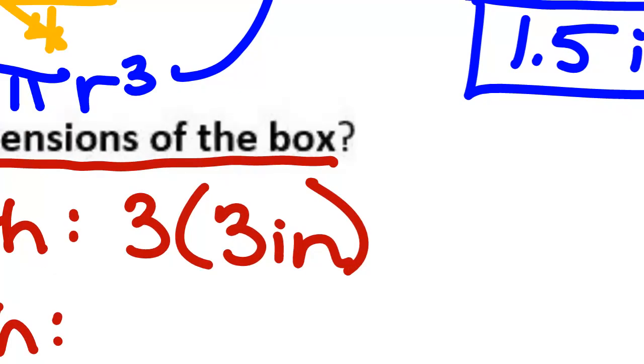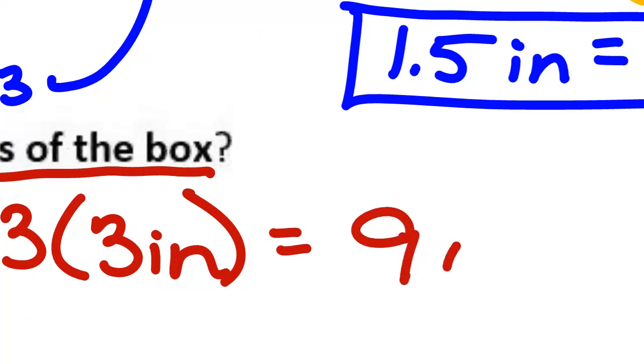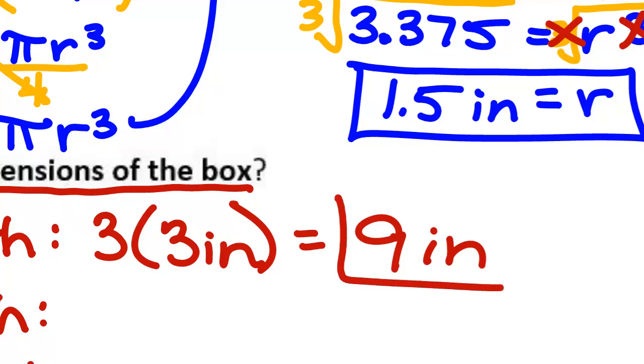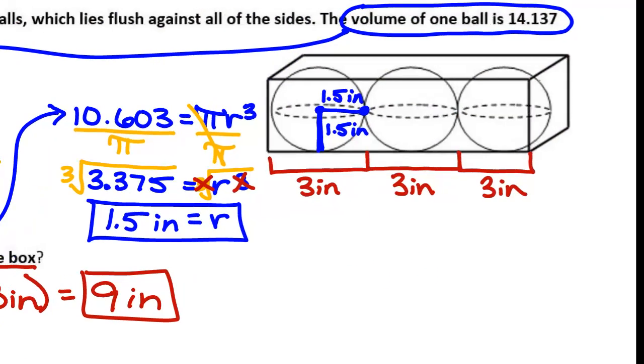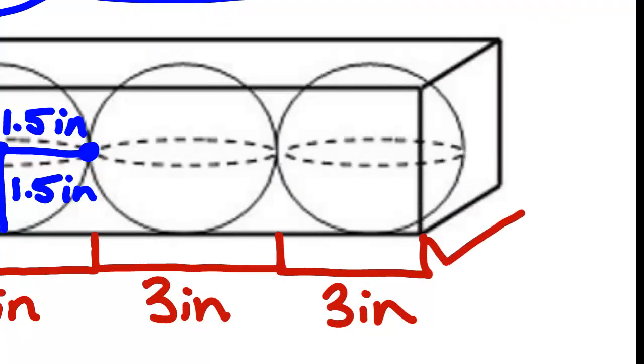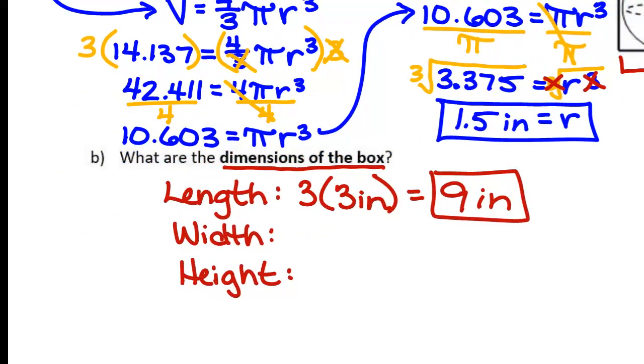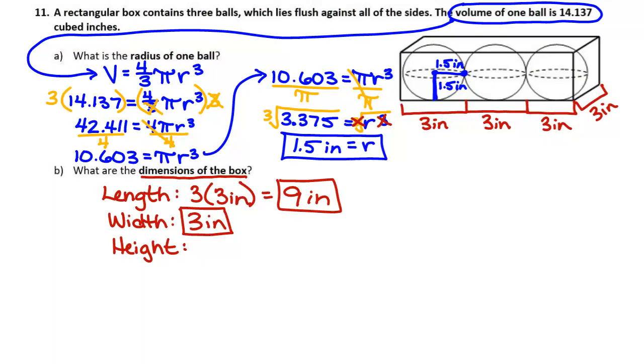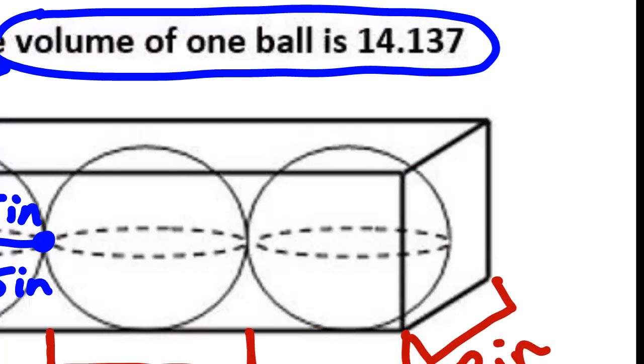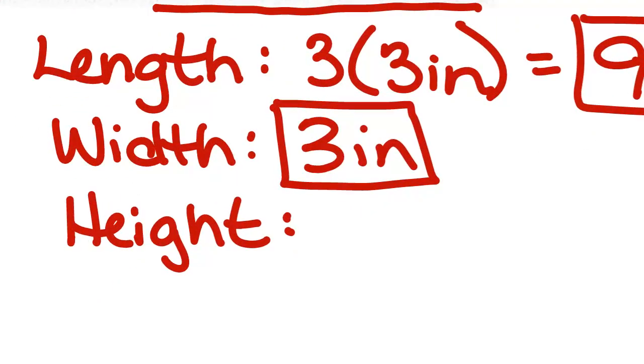How long is the box? 9 inches. How wide is the box? 3 inches. Because it is one ball wide. How tall is the box? 3 inches. Because it is one ball tall. Yes.